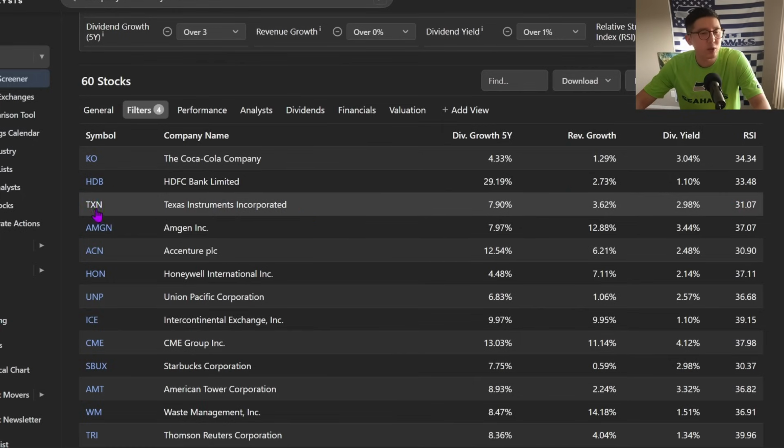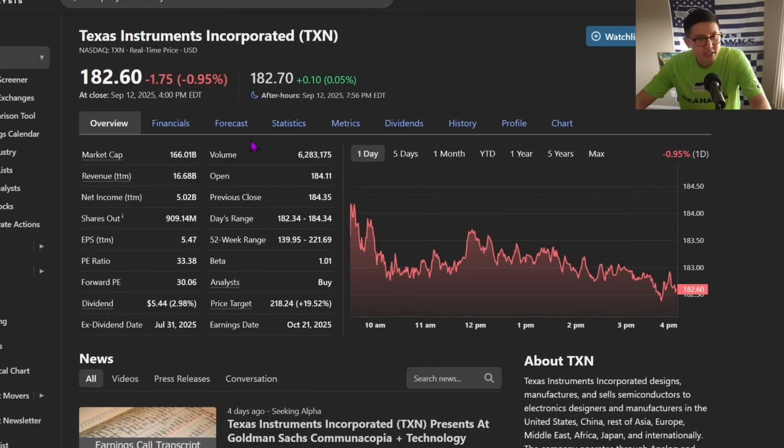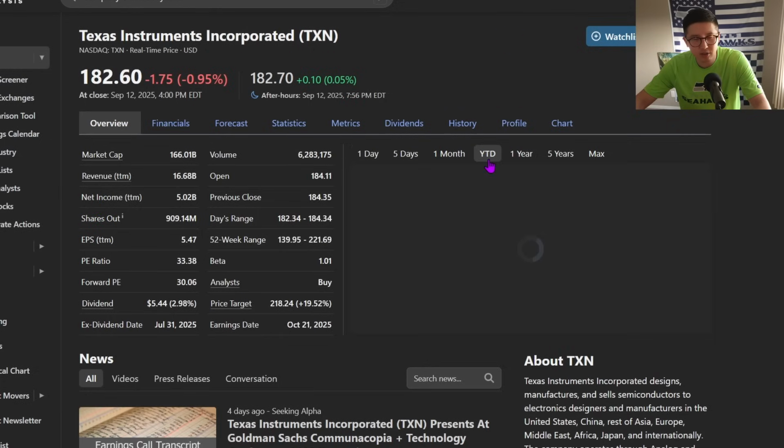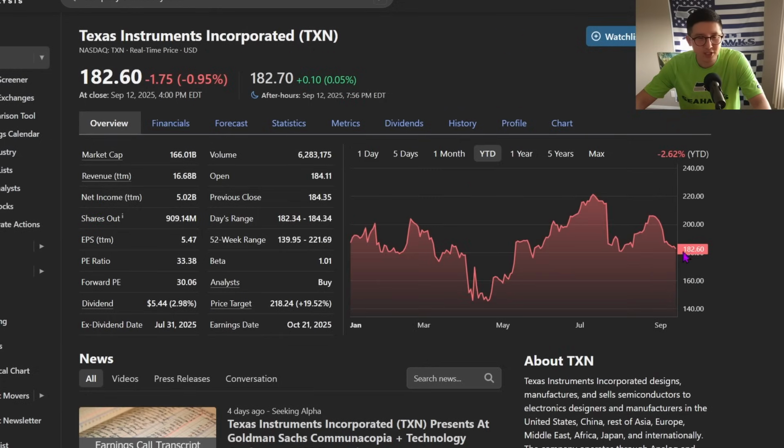So let's see what's going on. If we click on ticker symbol TXN, take a look at their year to date. As you can see, they're just going on a sell-off. They reached a high back in July of 221. Now they're at 182. I'm also going to make the assumption that back in April, when the overall stock market went on a sell-off, their RSI was probably a 20 or a 25, because right now it's around a 30, 31.